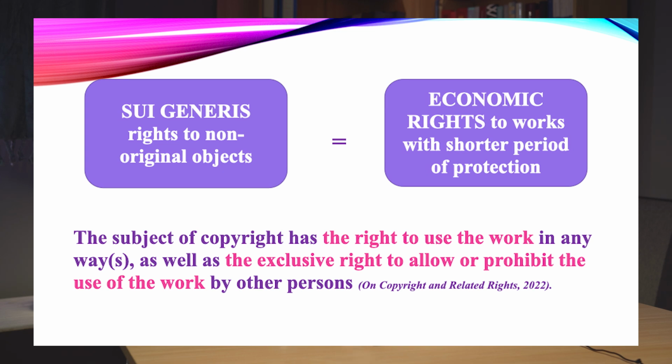To sum up, sui generis rights to non-original objects are equated with economic rights to works, however with a shorter period of protection. And to understand the content of sui generis rights, we need to refer to the content of economic rights to works. According to the Law of Ukraine on Copyright and Related Rights, the subject of copyright has the right to use the work in any way, as well as the exclusive right to allow or prohibit the use of the work by other persons. Therefore, sui generis rights mean the right to use the object in any way, as well as the exclusive right to allow or prohibit the use of the object by other persons.